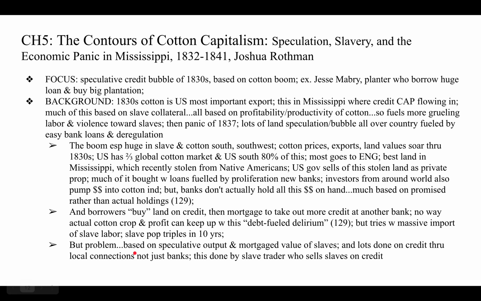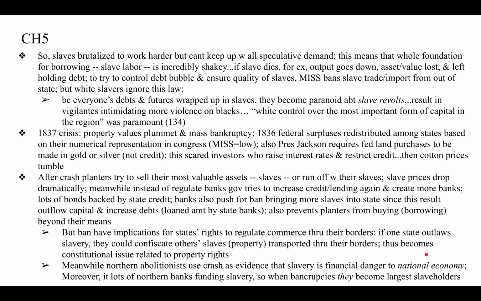The problem, of course, was that it was based on speculative output and mortgaged values of slaves, and lots of this was done on credit through local connections, not just through banks. This was done by slave traders who sold slaves on credit. So slaves were brutalized to work harder, but they can't keep up with all the speculative demand, which means that the whole foundation for borrowing, slave labor, is itself incredibly shaky. And if the slave died, for instance, then output would go down, an asset or value would be lost, and the borrower would be left holding debt.